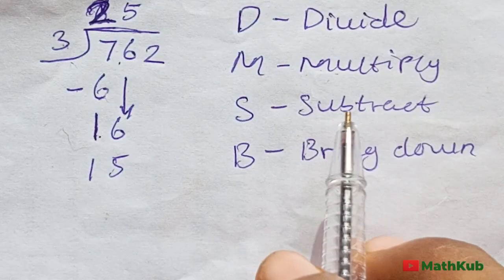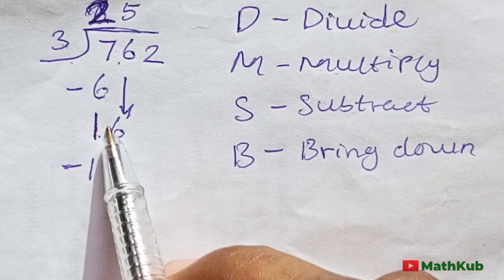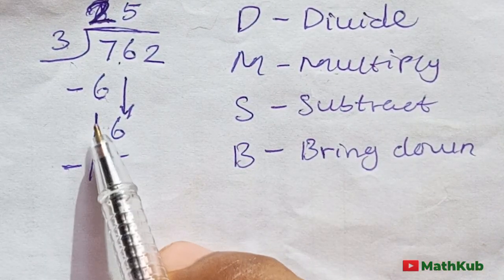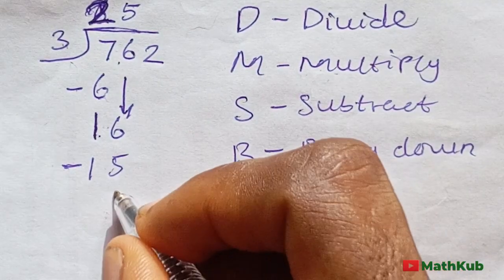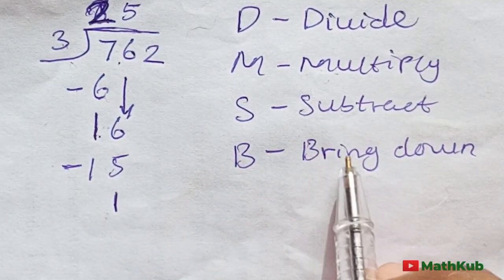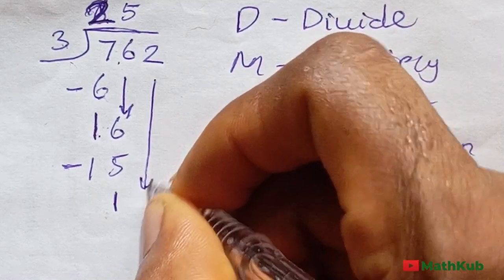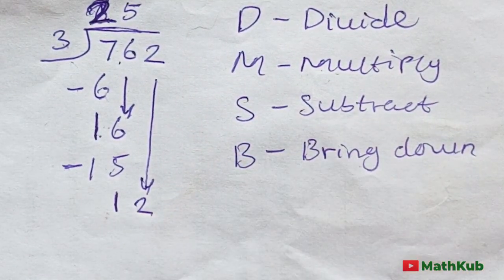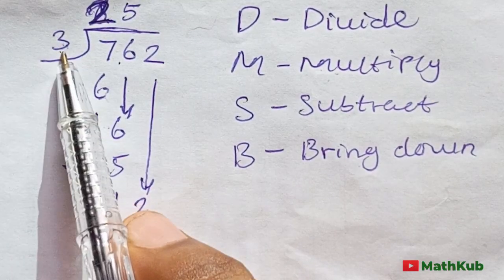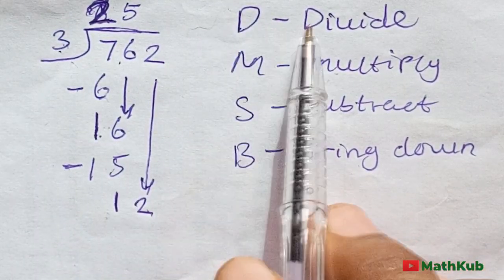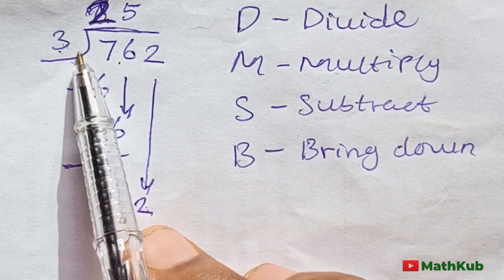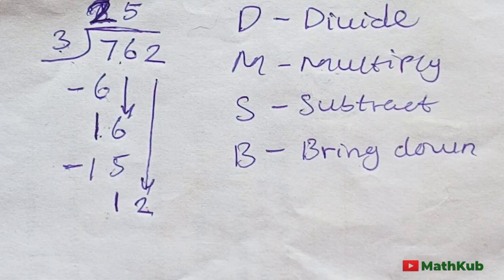So the next step you do what? You subtract. 16 minus 15 is 1. So again you bring down 2. You have here 12. Then 12 divided by 3. You go again to divide. 12 divided by 3 is 4.